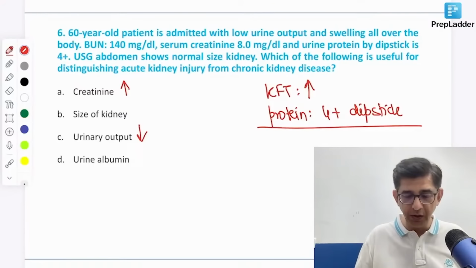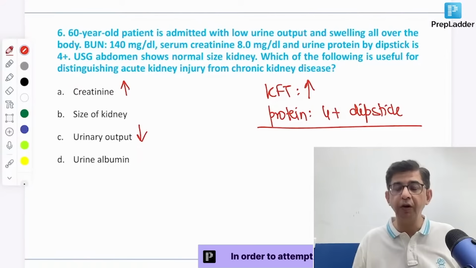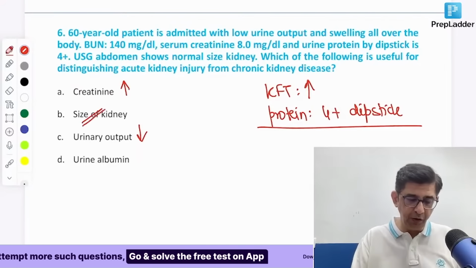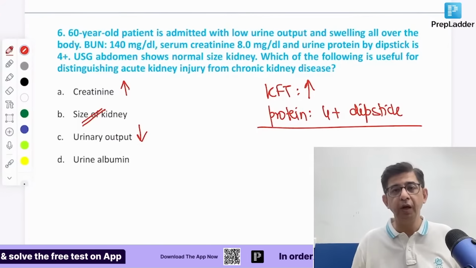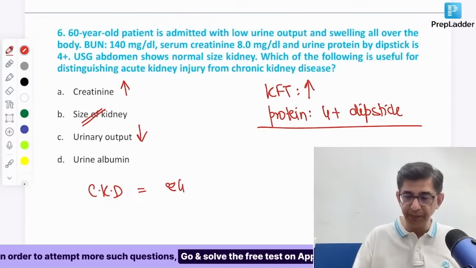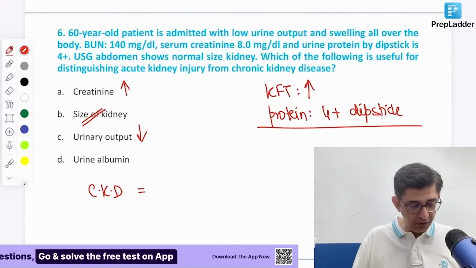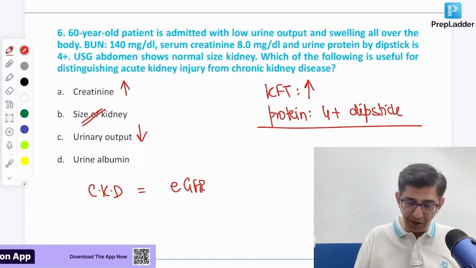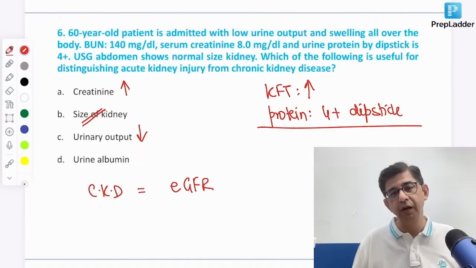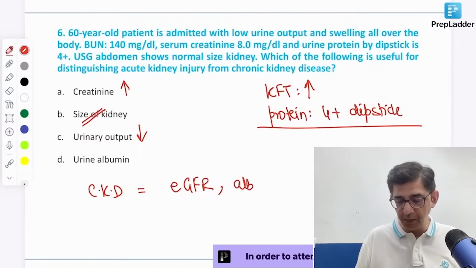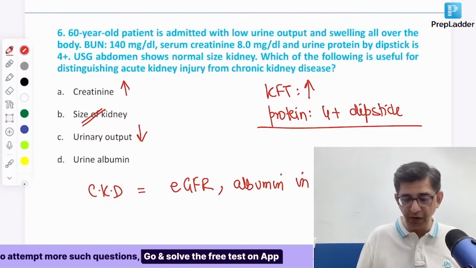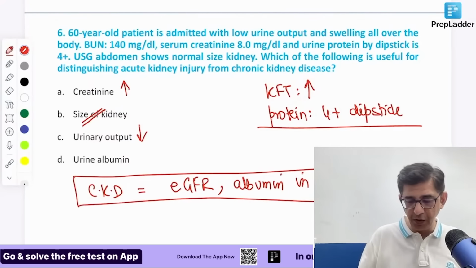The point to be understood is size of the kidney can be normal also or can be increased also, like in diabetic nephropathy. So it is not the size of the kidney, it is the urine albumin that will be useful here, because when you read about chronic kidney disease, you check for two things: eGFR, that is estimated glomerular filtration rate, and the second thing that you will check in the patient will be albumin in the urine, that is albuminuria.